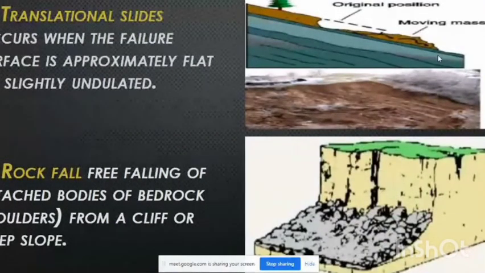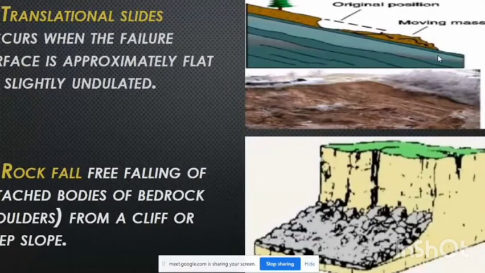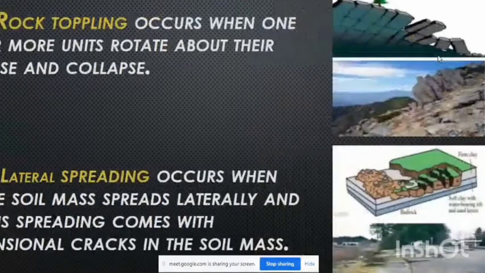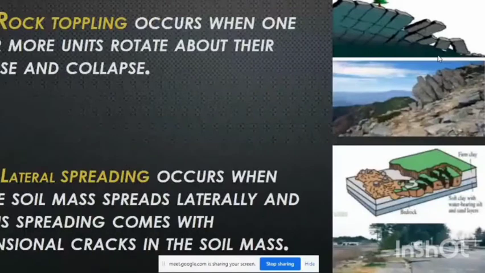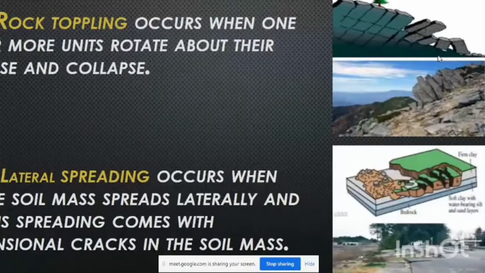Translational slides. It occurs when the failure surface is approximately flat or slightly undulated. Rockfall. It is free falling of detached bodies of bedrock or boulders from a cliff or steep slope. Rock toppling. It occurs when one or more units rotate about the base and collapse.